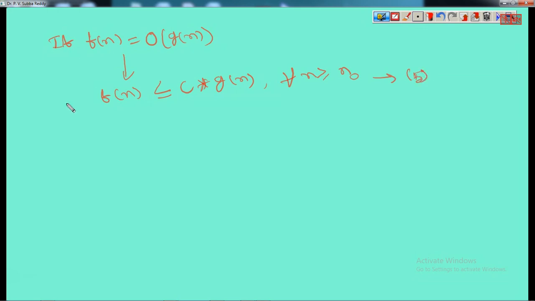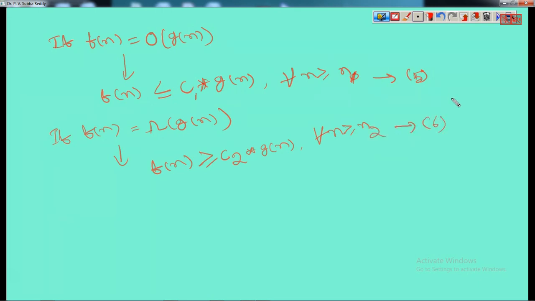Now similarly, if f of n equals big omega of g of n, then what does it mean? According to the formal definition, there exist two constants, and f of n should be greater. But that constant will not be the same. So if you take c1 and n1 here, then here you can take c2 and n2, c2 times g of n, for all n greater than or equal to n2.